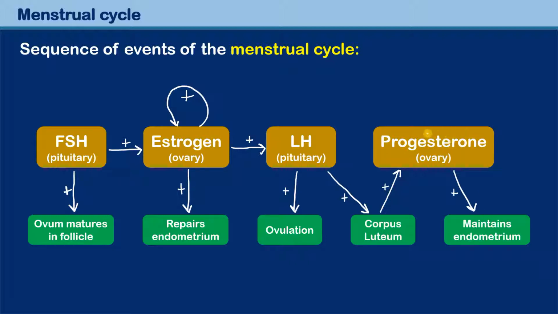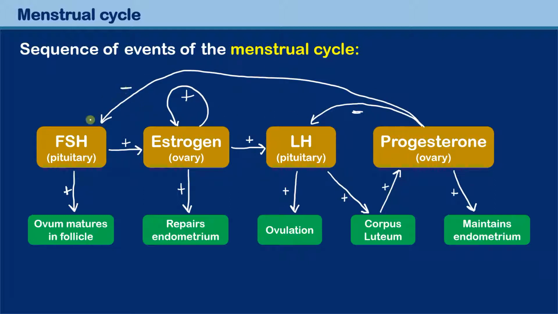Progesterone, however, also has a negative effect. And while the progesterone level is high, we do not need to make a new egg cell. And therefore, we have a negative feedback. So it inhibits LH production by the pituitary, and it also inhibits the production of FSH as well.